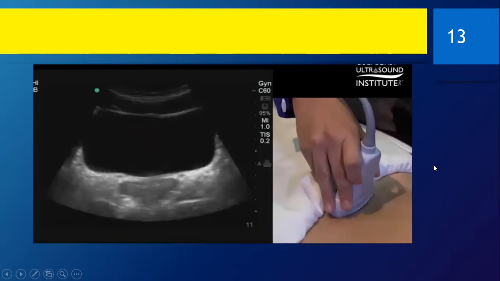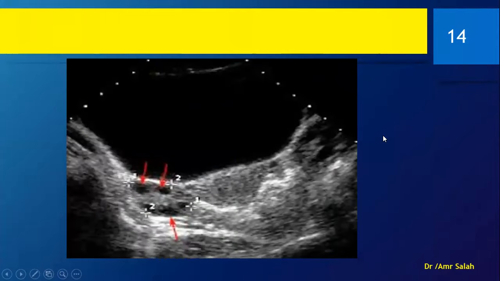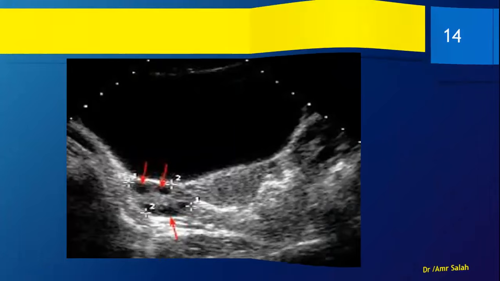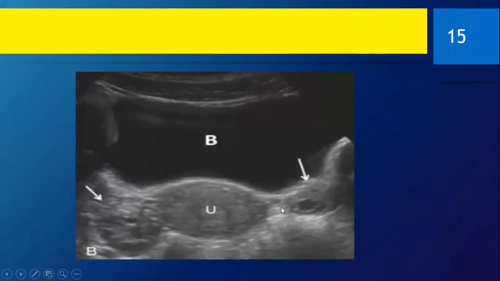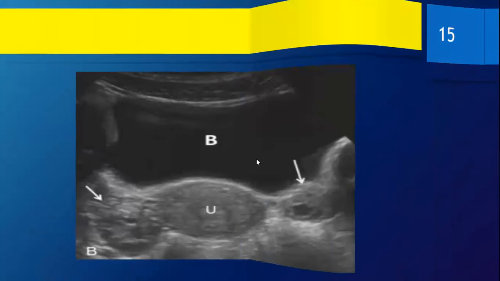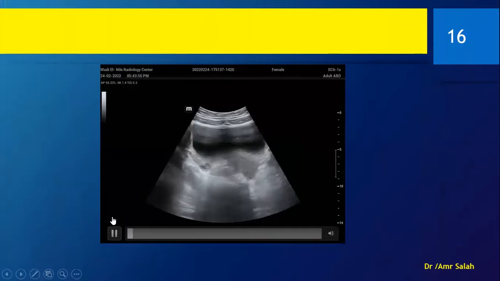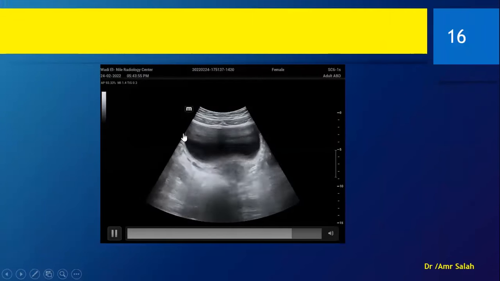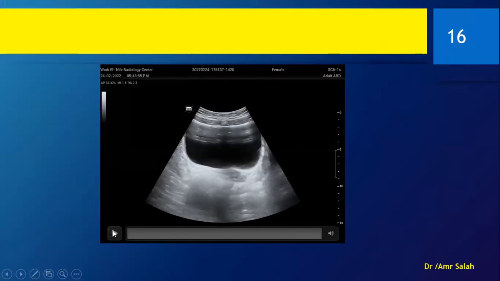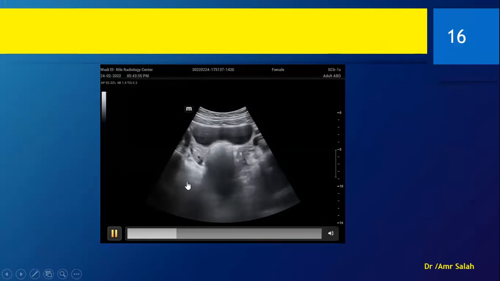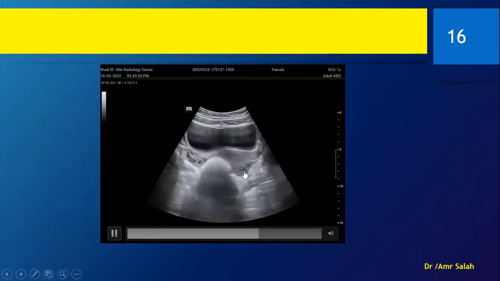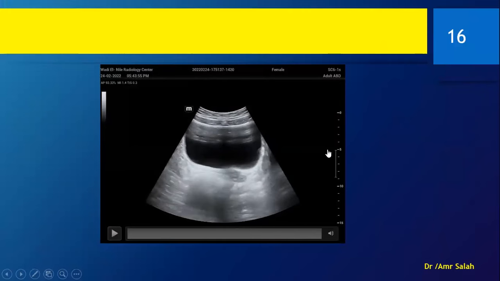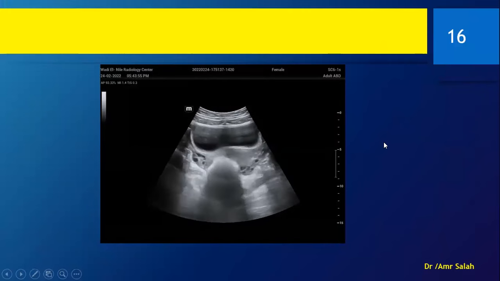As we have seen, it is very easy by the transverse approach. Voila. This is how it looks on both sides of the uterus. The same manner. Another video. This is the bladder. I will angulate the probe. These are the iliac vessels and these are the ovaries. Again, by the transverse approach.